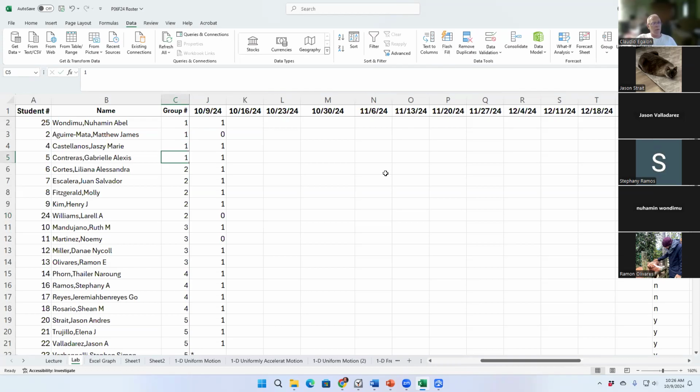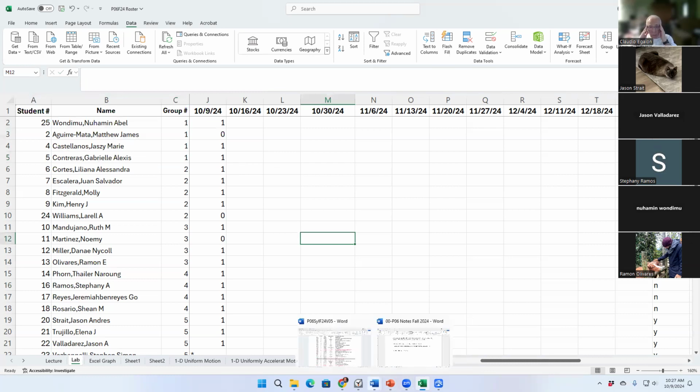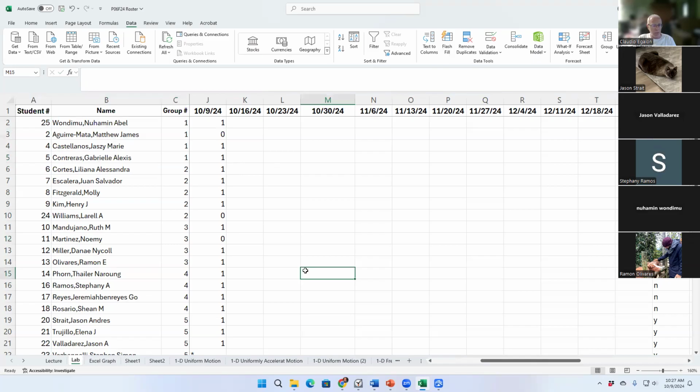What you can do, Nuhamin, you can contact your group members through Canvas, okay? And vice versa. So just get their names and you'll be able to email them. You're going to need the link to your group folder, group folder number 1. Ask them to provide you the link to group folder number 1, okay? And you'll be able to access the material that I upload there for the group.